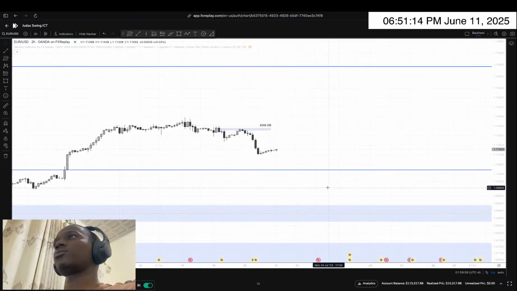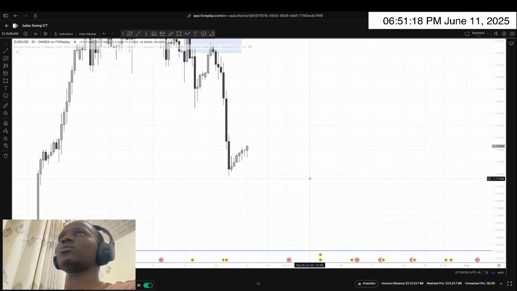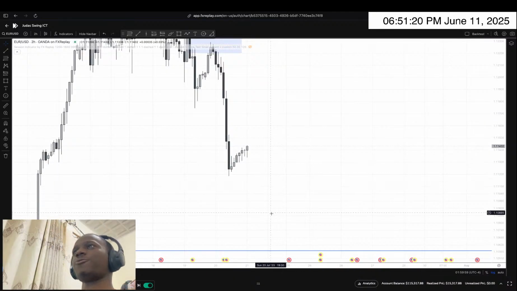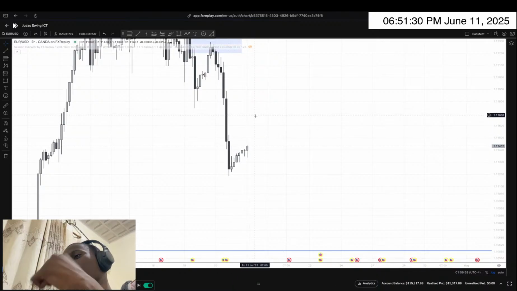So I'll go back to 2 hour now. You can see we still have a journey to go. So let's maybe see if we can get an expansion to the downside during New York, and then during London we'll have just a swing to the upside, a retracement to some fair value gaps or any POI, and then a drop.